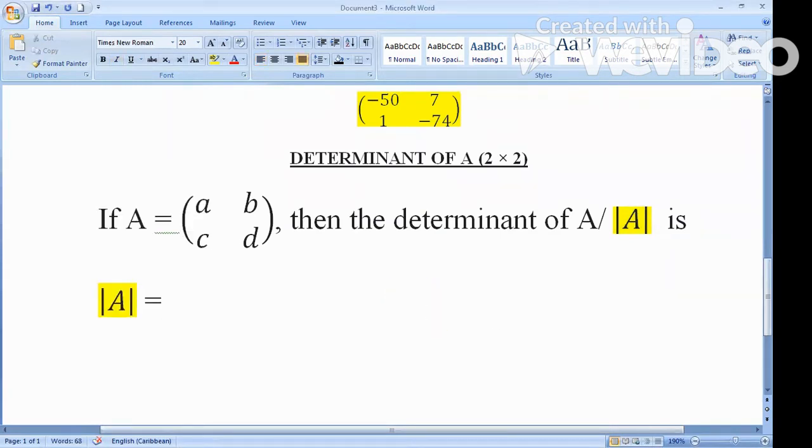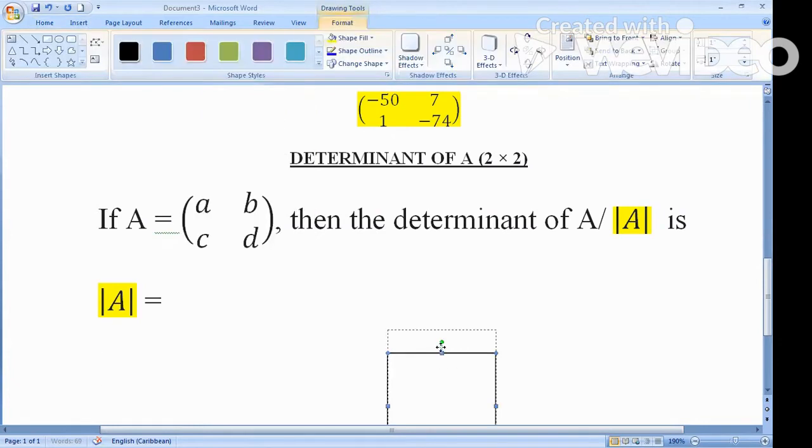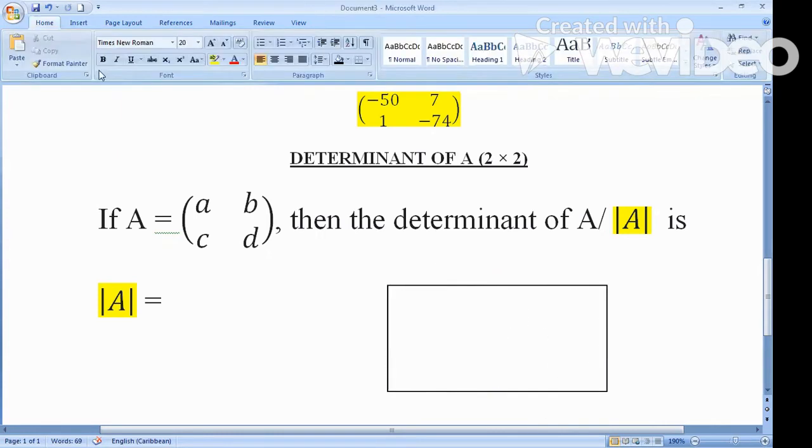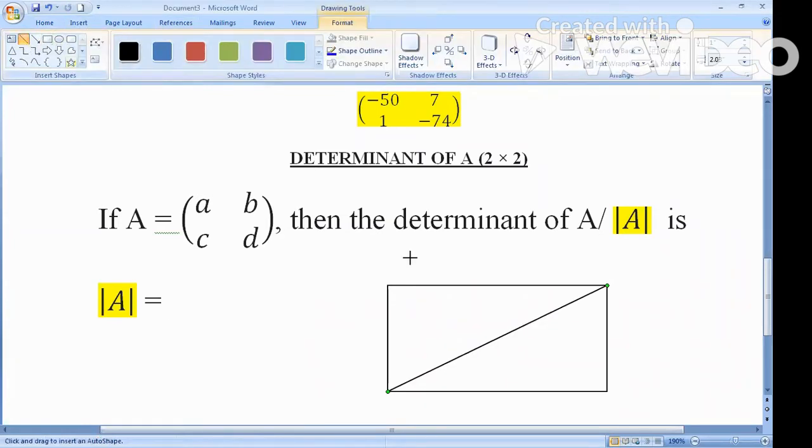Before I even go there, let me show you something. We could call this a rectangle, am I correct? Yes, a rectangle. Now if I draw a line like that and draw another line like that, you see these two lines? It looks like the Jamaica flag. These two lines that cross the diagram are called diagonals. What are they called, class?